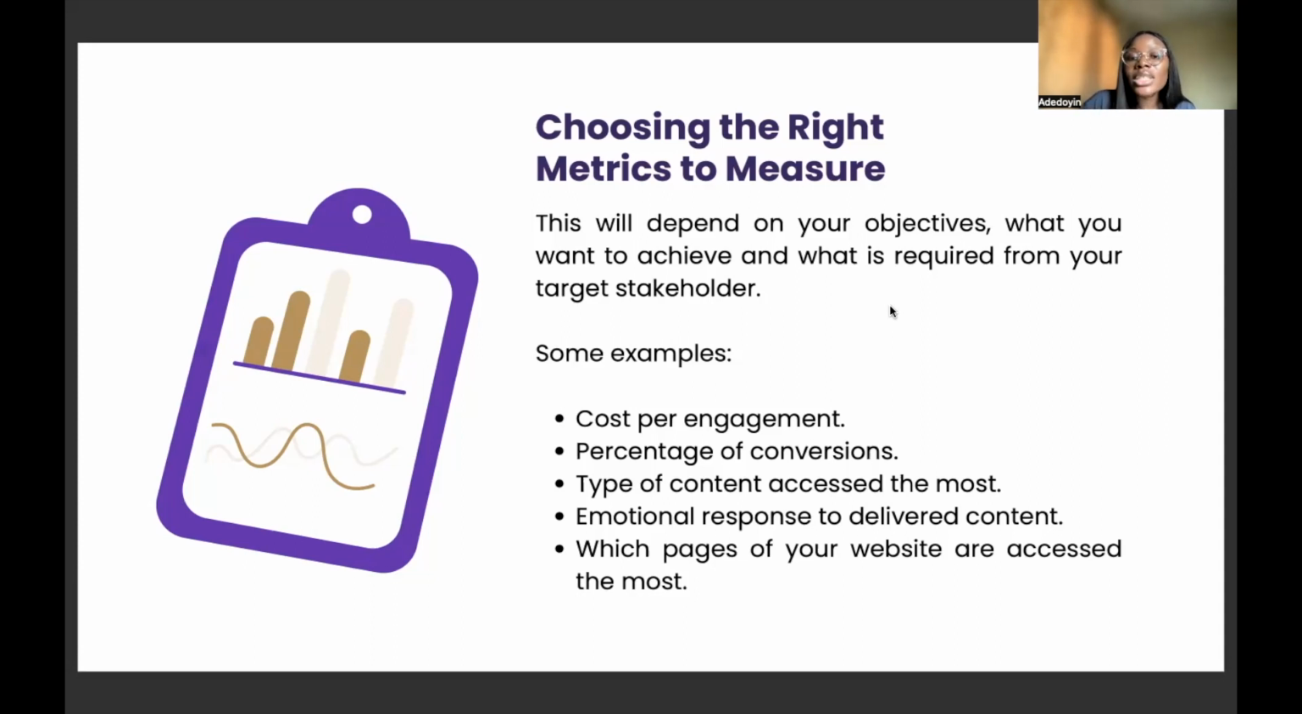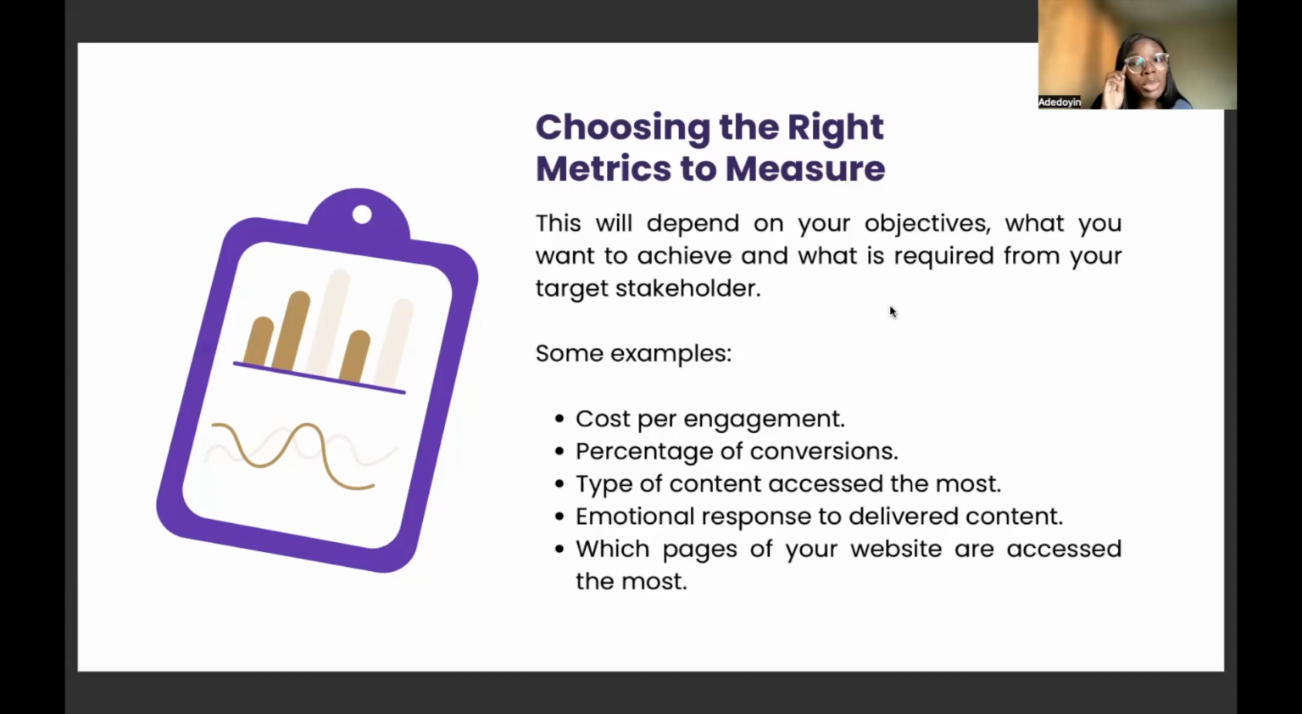Type of content accessed the most. This also helps you to know what content resonates, what kind of content you should be creating, emotional response to delivered content, which pages of your website are accessed the most. So if you're doing a campaign and you want your donation page to be the most visited one, or there's a particular page with a certain call to action and you see that it's not the most visited page or traffic there is very low, then something needs to change. So the metrics, again, really depend on your objective, but choose metrics that say something.